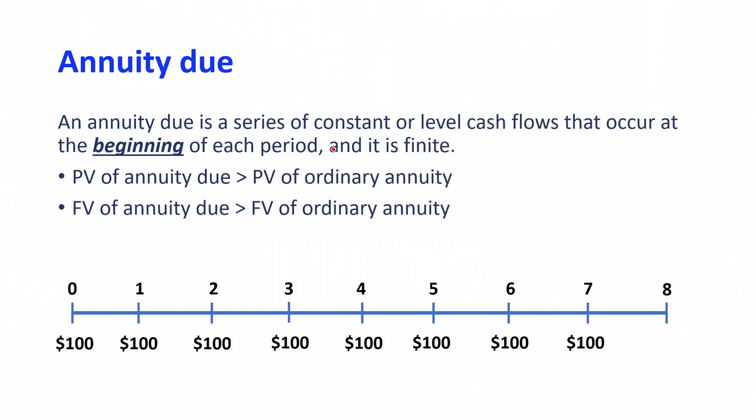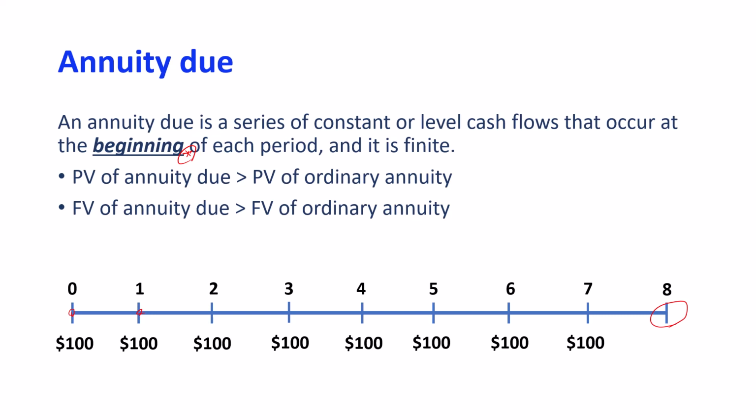An annuity due is a series of constant or level cash flows that occur at the beginning of each period, and it's finite. Everything is similar to ordinary annuity except the timing of the cash flows. The timing of the cash flows happen at the beginning of each period. And then of course you're not going to have anything in the last period.